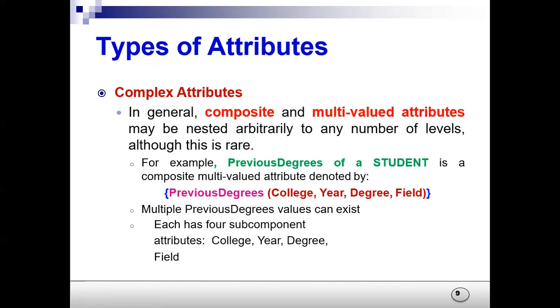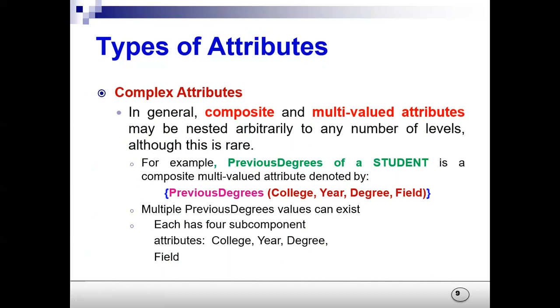Okay. Moving to the complex attributes. Now this is basically a combination of composite and multi-valued attributes. For composite, we take the example of name, which can be divided into first name, middle name, and last name. And for multi-valued, suppose we have the color, as there can be different colors for a car.